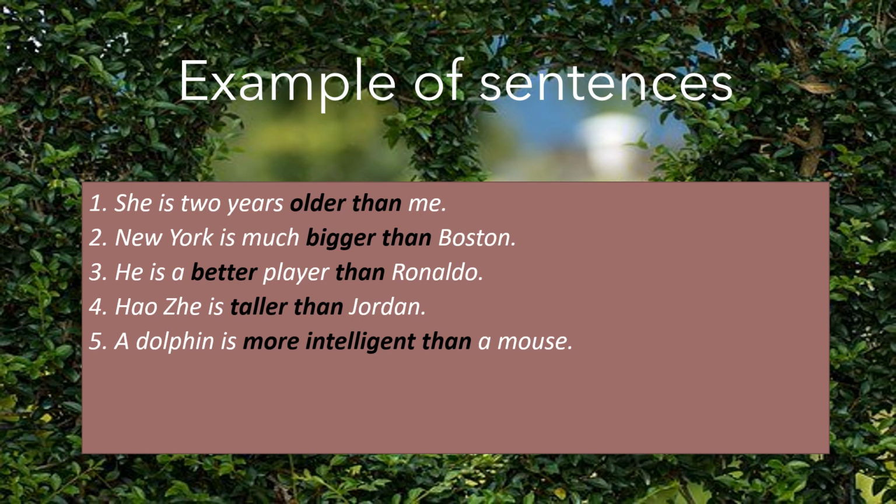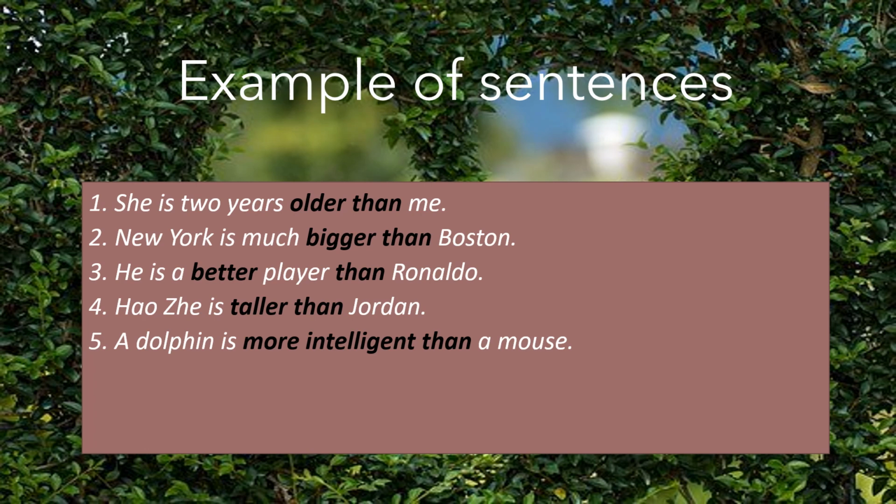Example number 1. She is 2 years older than me. Older than me. Number 2, big. Big is one syllable, so New York is much bigger than Boston. Number 3. Good, better, and the best. We cannot say gooder than, so we have to change it to better than. He is a better player than Ronaldo.